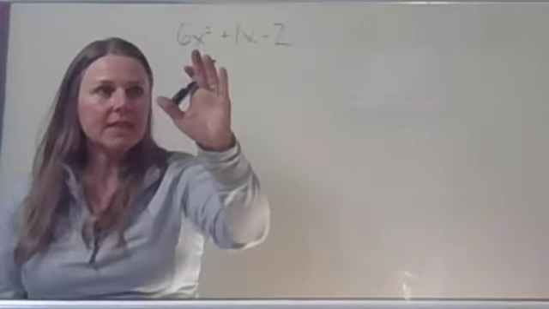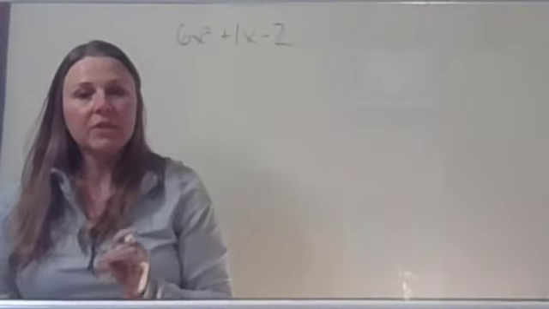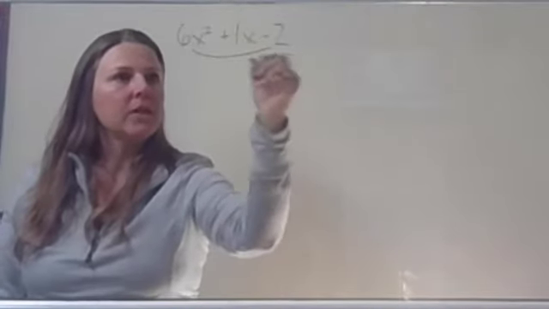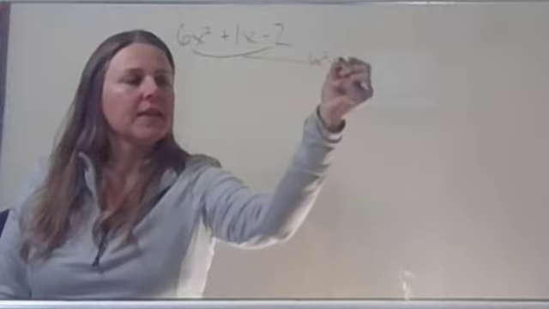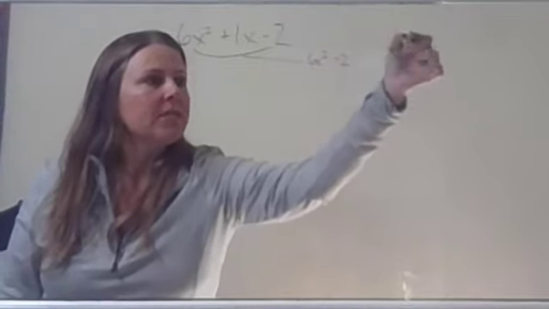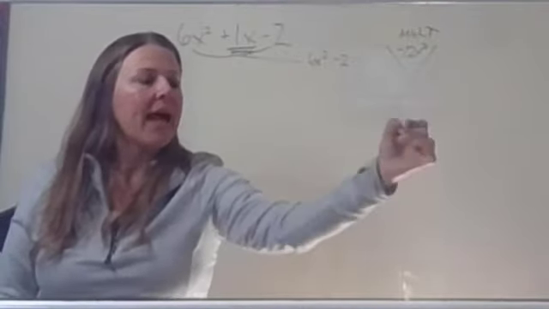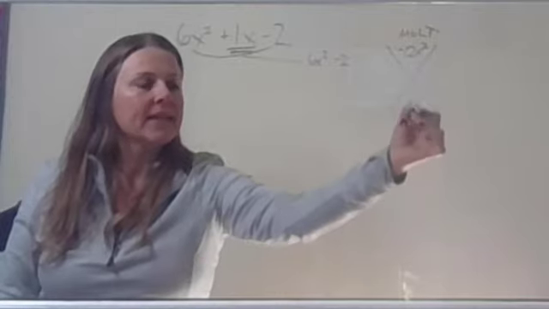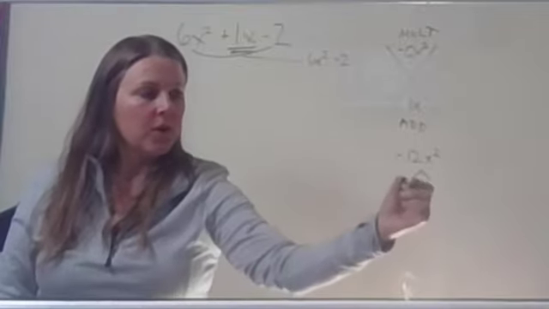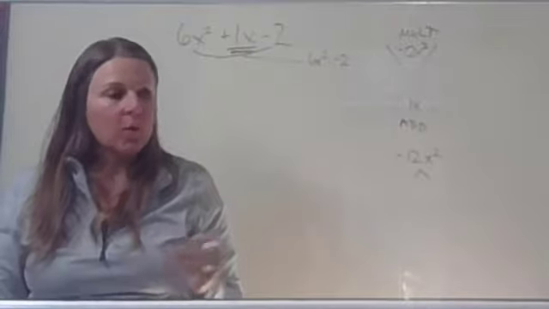This problem is 6x squared plus 1x minus 2. Go ahead and pick your favorite method that we just did and do that for this. I'm going to pick my favorite method, which is 6x squared times negative 2 is negative 12x squared. So I'm trying to figure out what two numbers multiply to give negative 12x squared, but add to give 1x. So I'm thinking of the factors of negative 12x squared. So if it's adding to give a 1x, that means the bigger factor is going to be positive.